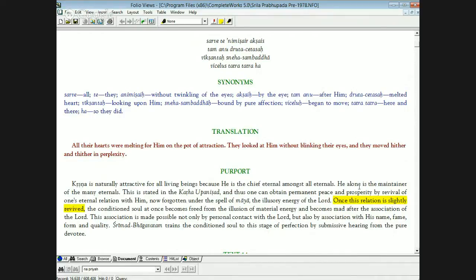He alone is the maintainer of many eternals. This is stated in Katha Upanishad, and thus one can obtain permanent peace and prosperity by a revival of one's eternal relationship with him, now forgotten under the spell of Maya, the illusory energy of the Lord.